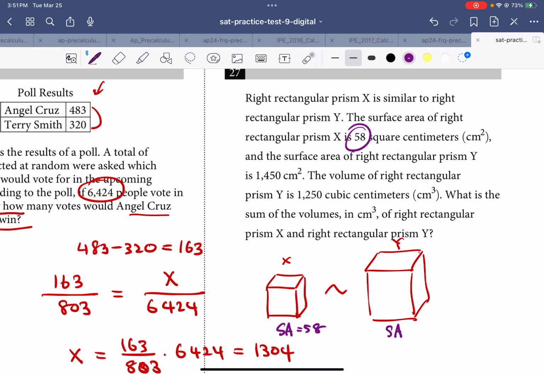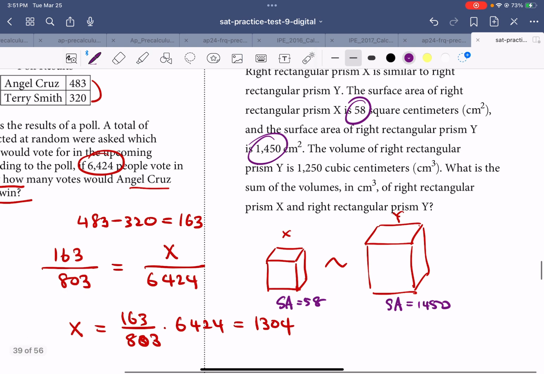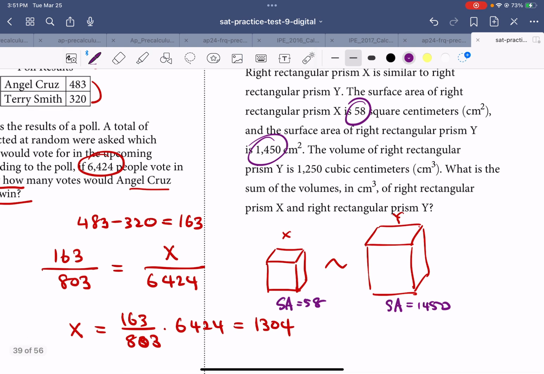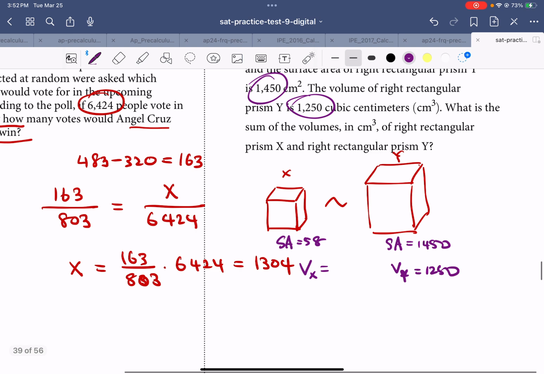And the surface area of Y is 1,450. The question is about the volume of the right rectangular prism Y; let's say the volume of Y is 1,250. And the question is, what is the sum of volumes X and Y? Let's find volume X first, and remember, volume X is not the answer. You have to add Vx and Vy after you find Vx.